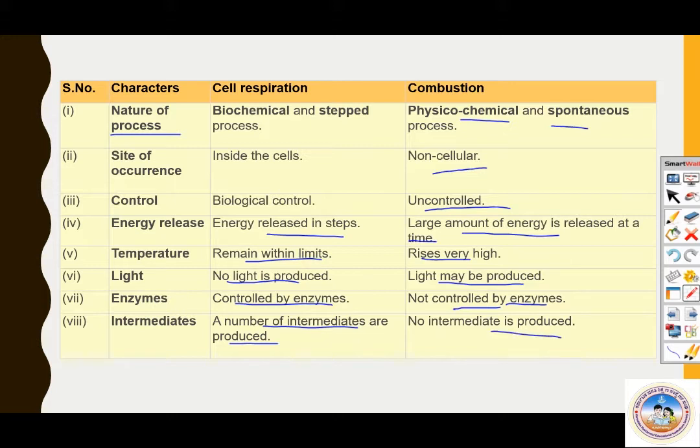Am I clear to you? So no intermediates are usually produced. Am I clear to you? So these are a few of the things about respiration and combustion.